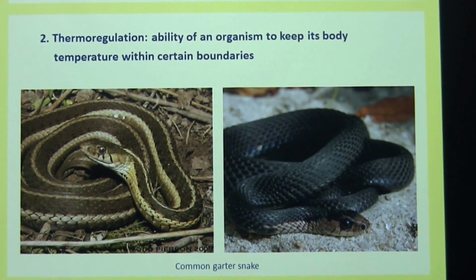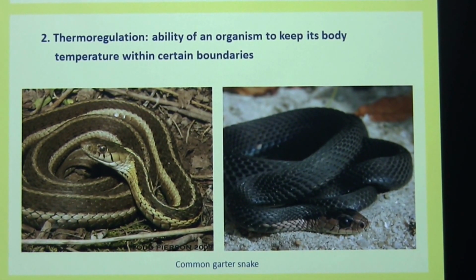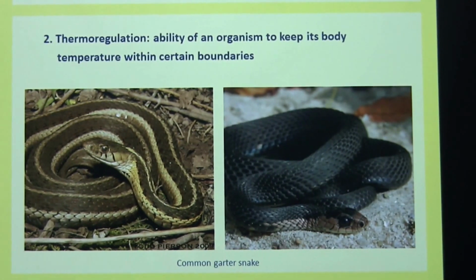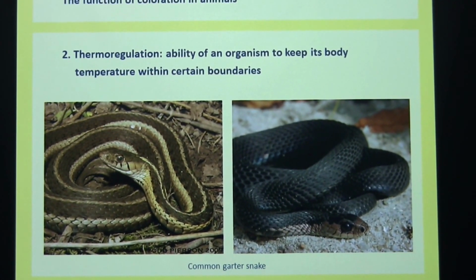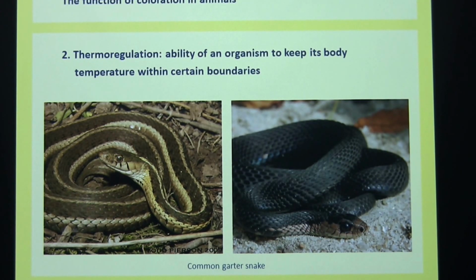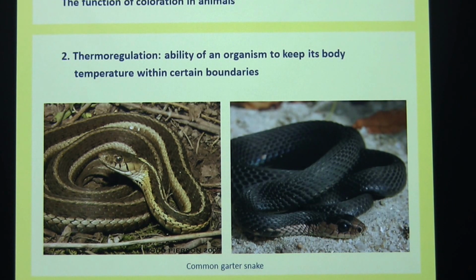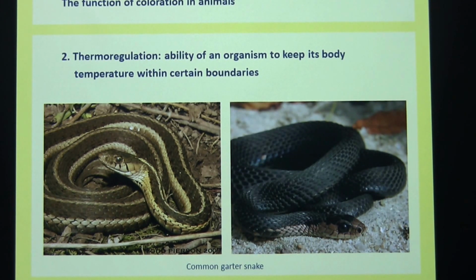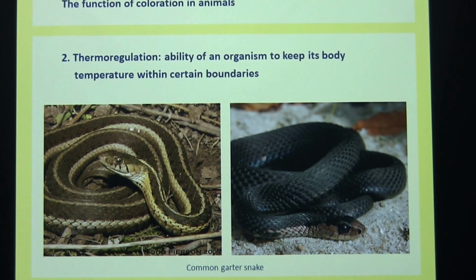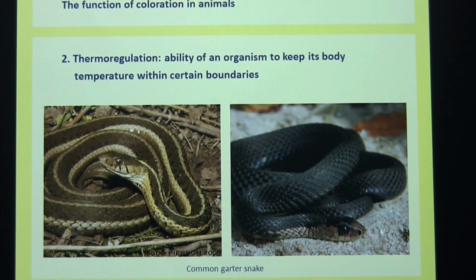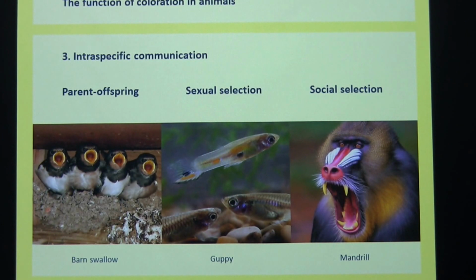Coloration can also be useful for thermoregulation, which is the ability of an organism to keep its body temperature within certain boundaries. Of course, the effect of coloration on body temperature is more important in ectotherms. For example, the melanic morph of the common garter snake is able to maintain higher body temperatures than the striped morph.